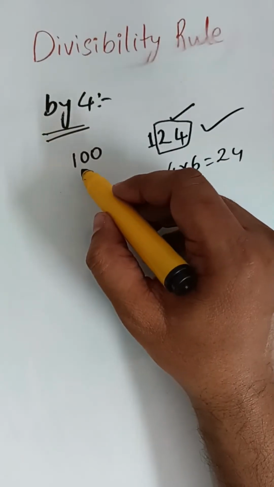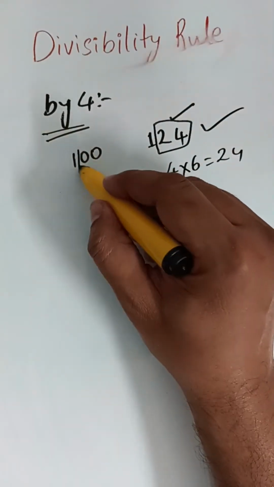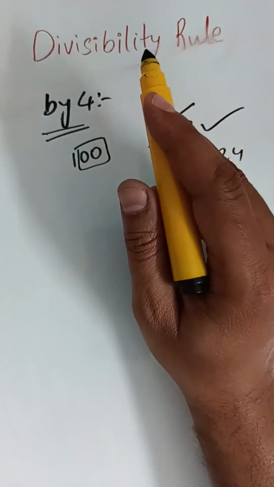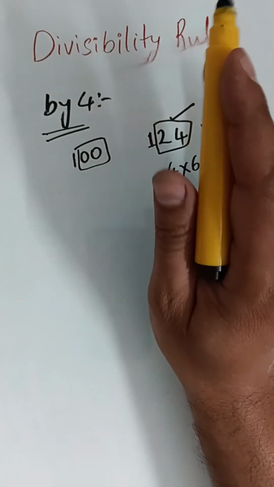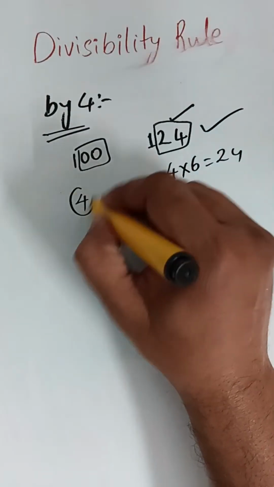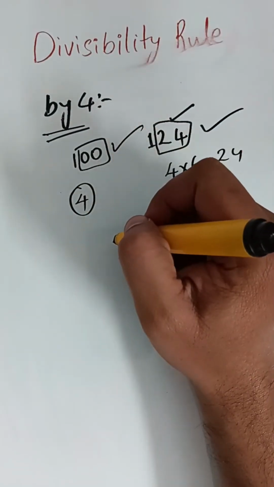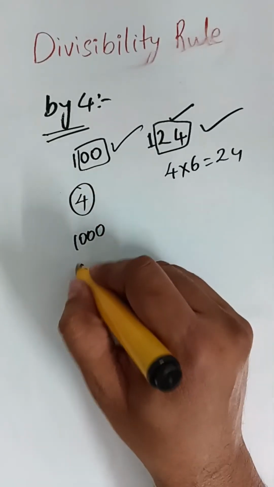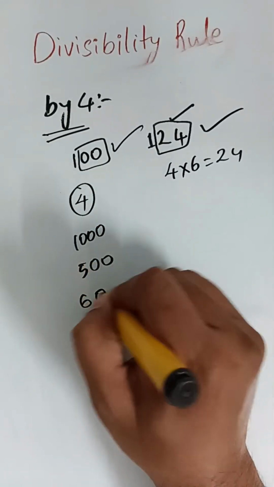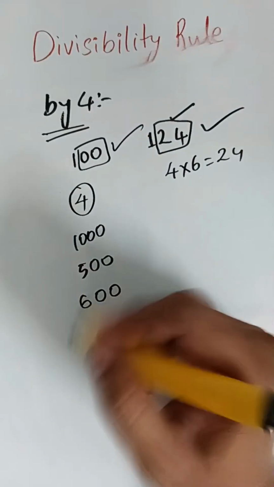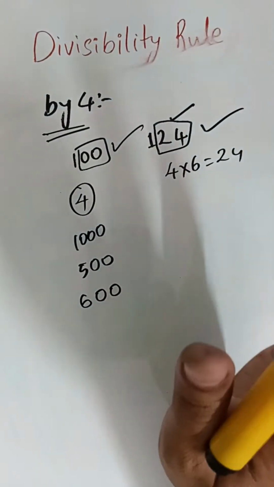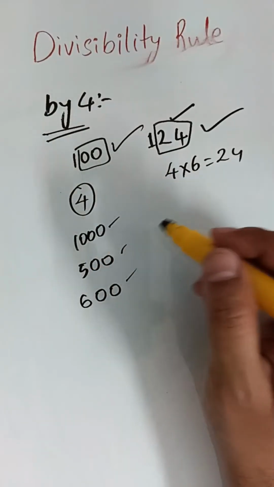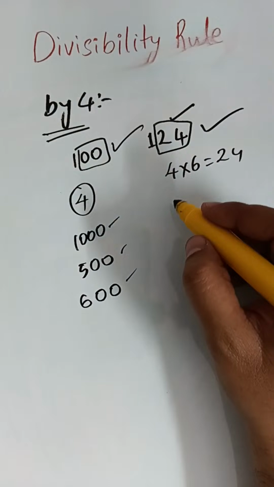Now we'll see 100. If the last two digits are 0, it is always divisible by 4. So 100 is also divisible by 4. That means 100, 1000, 500, 600, all hundreds and thousands, all hundreds I can say, are divisible by 4.